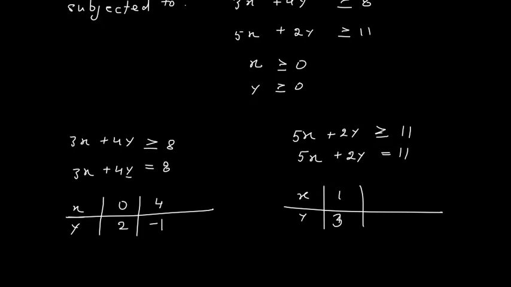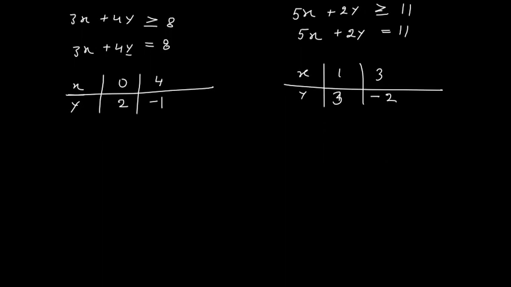Then we can take x as 3. 5 3s are 15, 11 minus 15 is minus 4, so y is minus 4 divided by 2, which is minus 2. Okay, now I can plot this.